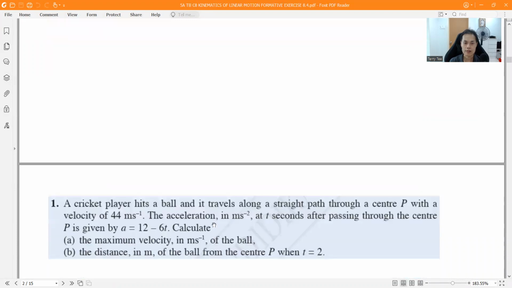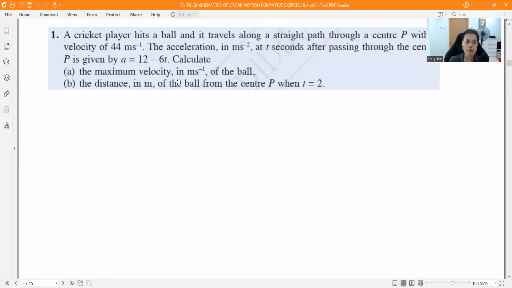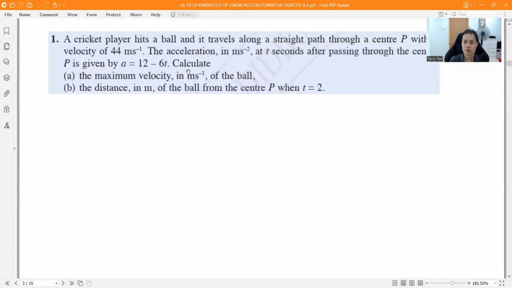So let's get straight to the first question. A cricket player hits a ball and it travels along a straight path through C with a velocity of 44 meters per second. Acceleration is given by a equals 12 minus 6t. Now we're calculating the maximum velocity.